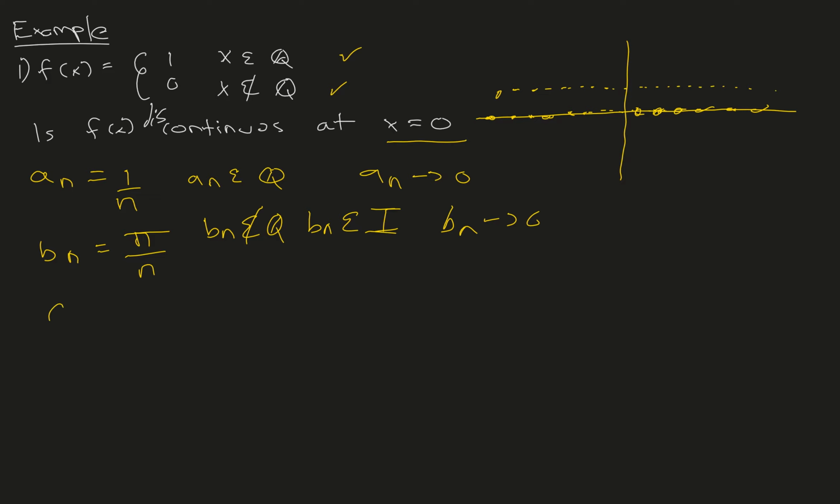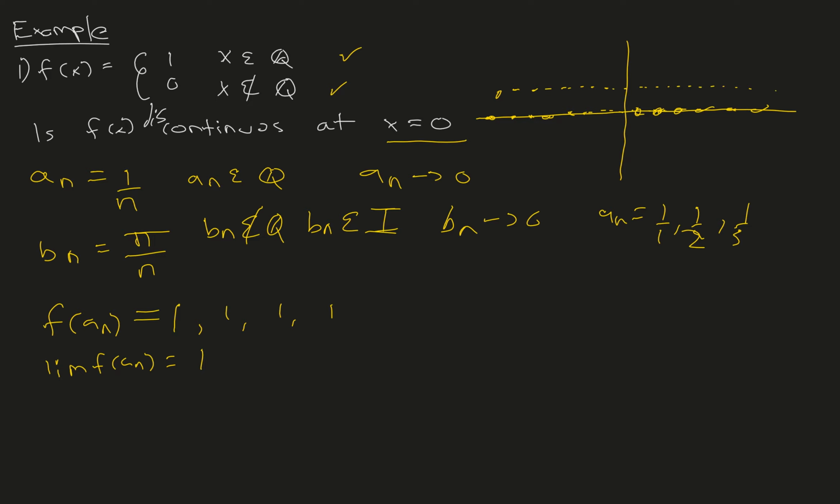So we have f of an. f of every rational number, for example, an is the sequence 1 over 1, 1 over 2, 1 over 3, and every rational number gets mapped to 1. So f of an is equal to 1, always 1, 1, 1. So the limit of f of an is equal to 1.